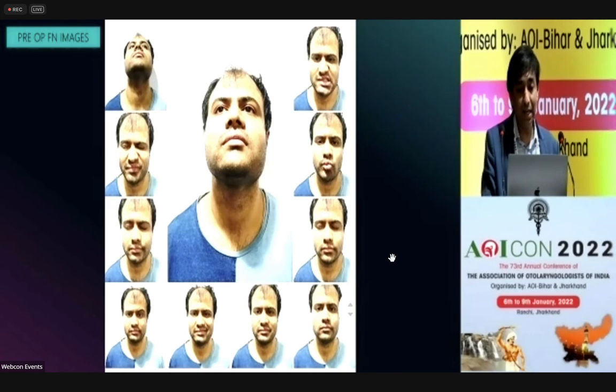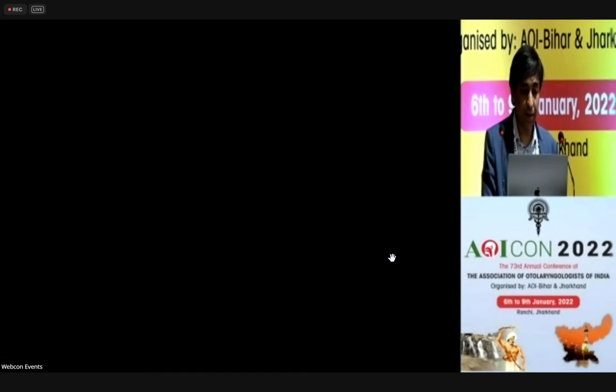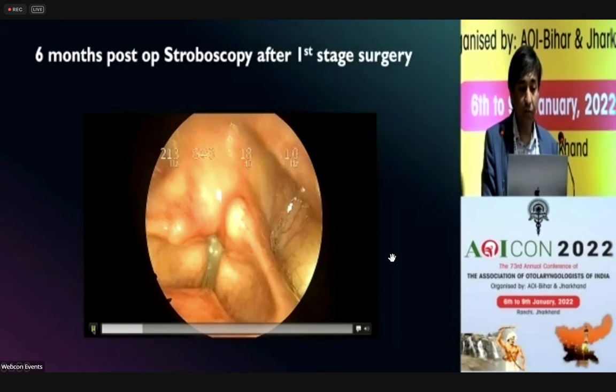It's practically a grade 3. After 18 months, 1.5 years later, he's able to close his eyes without effort. And with effort, definitely is able to close his eyes, but there is asymmetry. Now going to his cranial nerve functions.